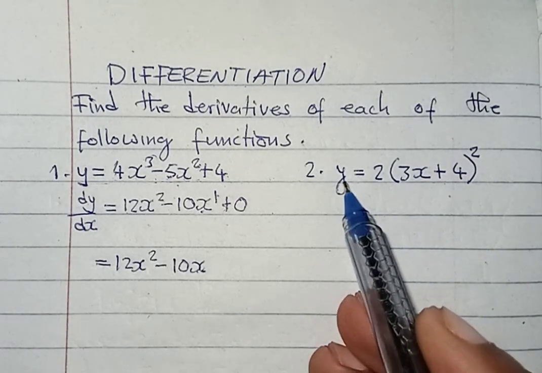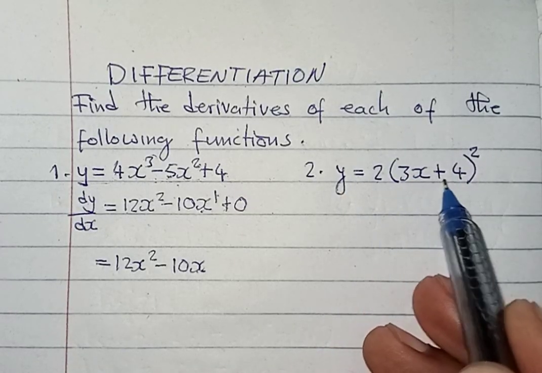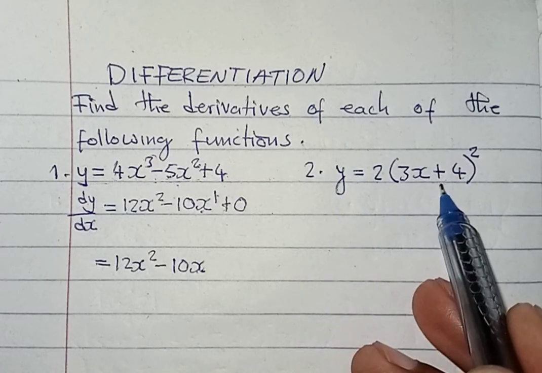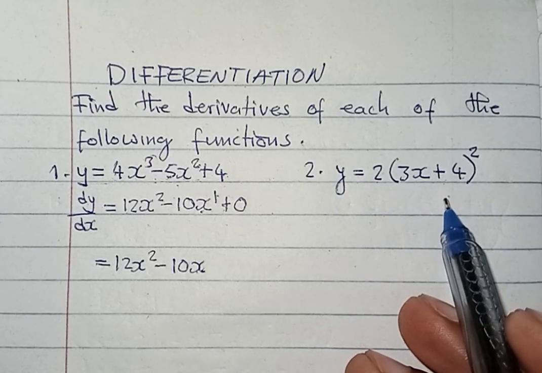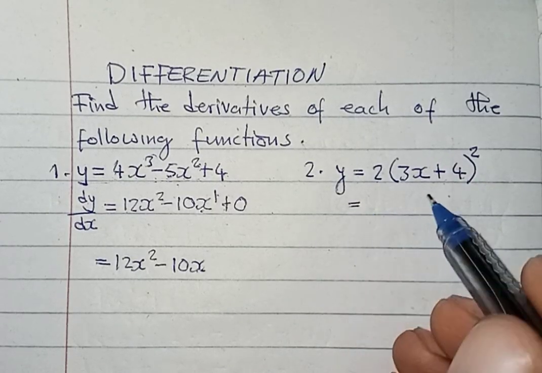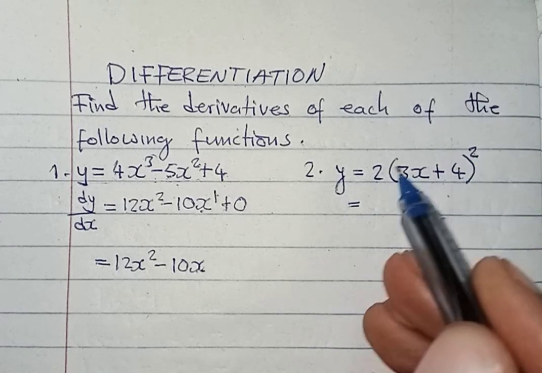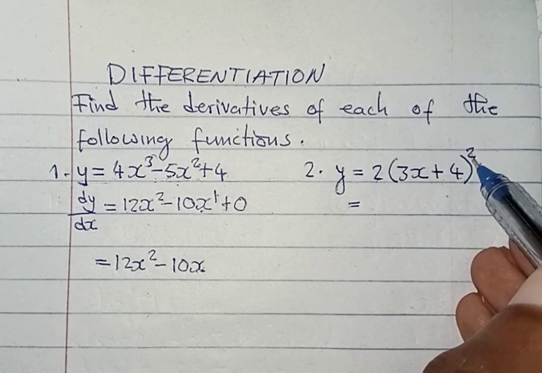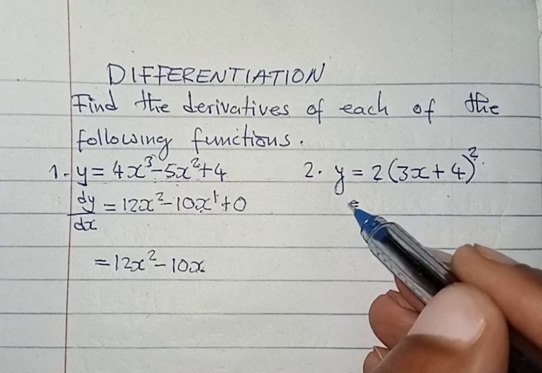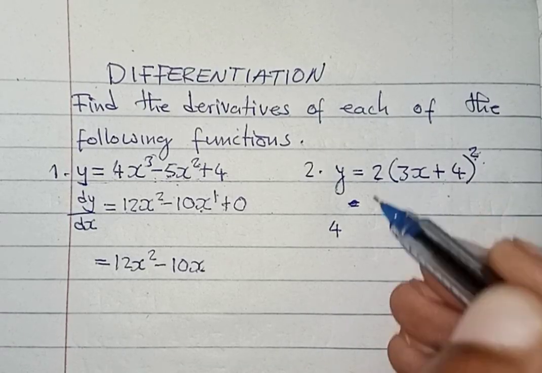On the other side, we have y is equal to 2, or in parentheses, square 3x plus 4. To find the derivative of such a function, we apply the chain rule. So for the chain rule, we look at this coefficient and the power. So we multiply this. 2 times 2, we get 4. So we create enough space. So we have 4. 2 times 2, we have 4.